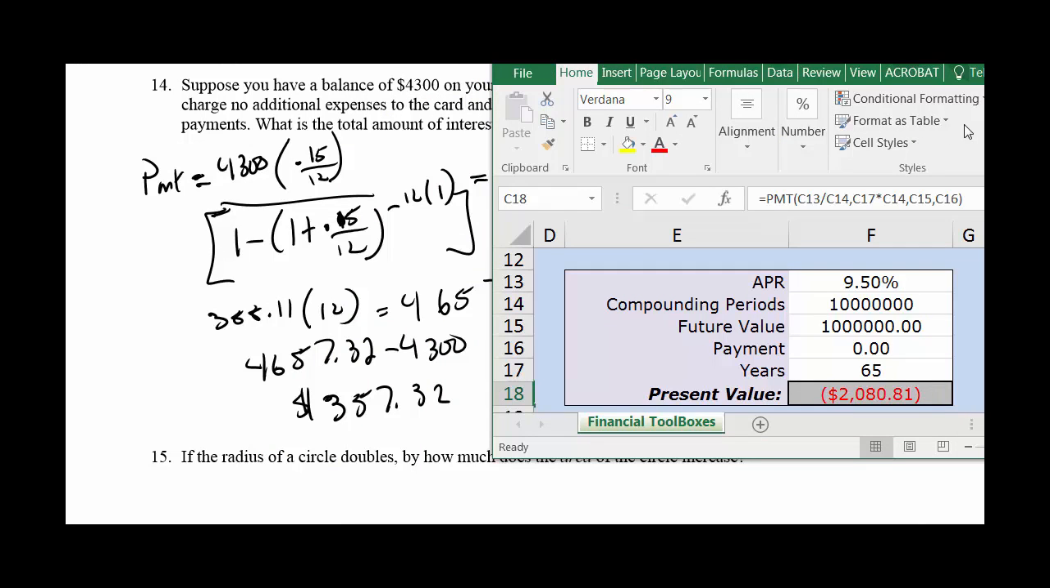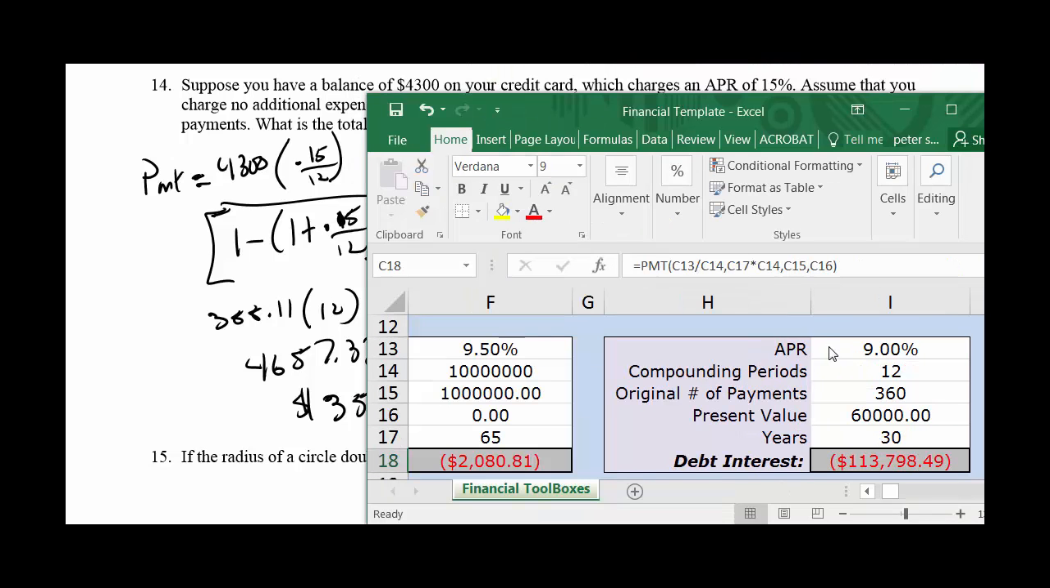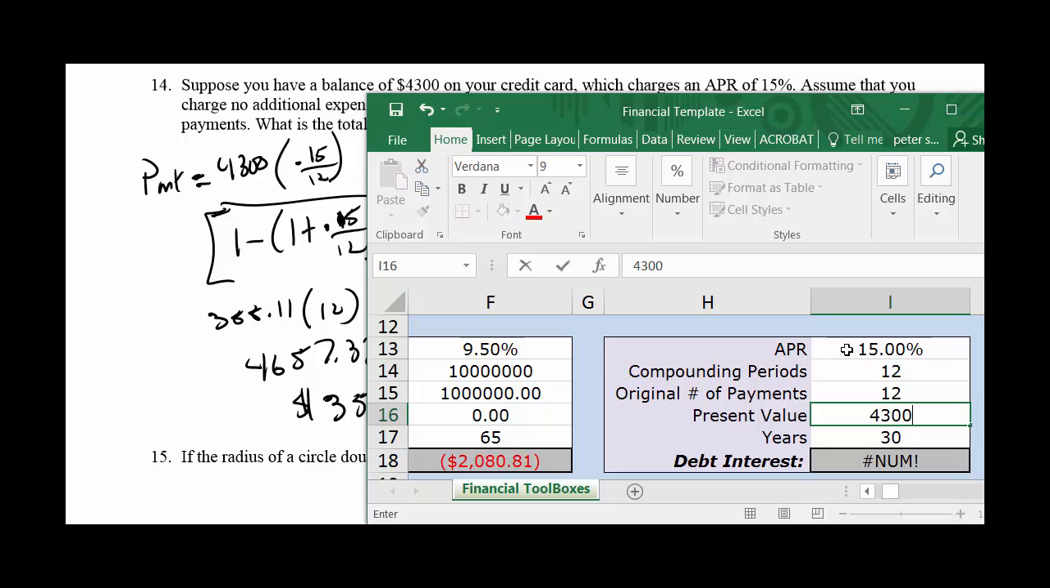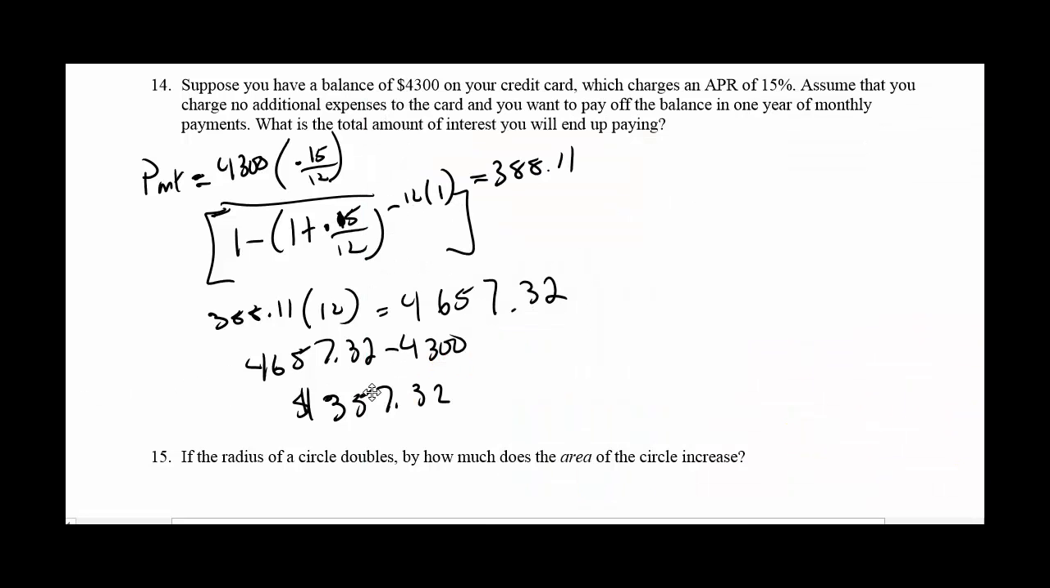So, see if I can slide this over. Okay, so our interest was 15%, 12 compounding periods, original number of payments was going to be 12, so we're going to pay it off in a year. Present value was 4,300, and again 1 year. And so the amount of interest we pay is 357.33, which is about what we figured out. So, yay.